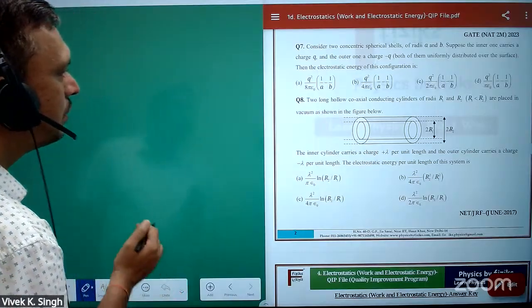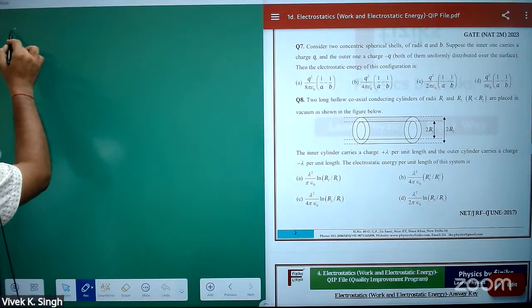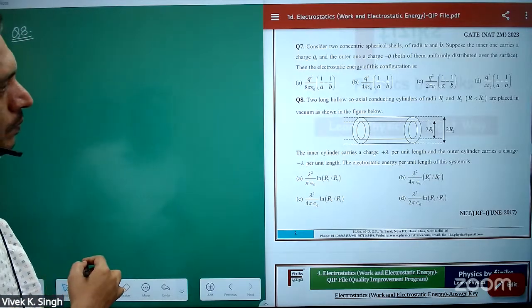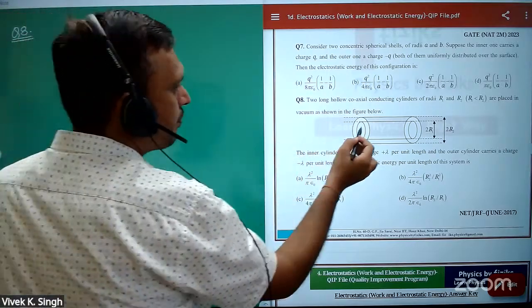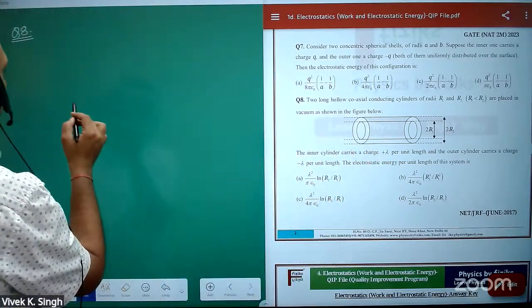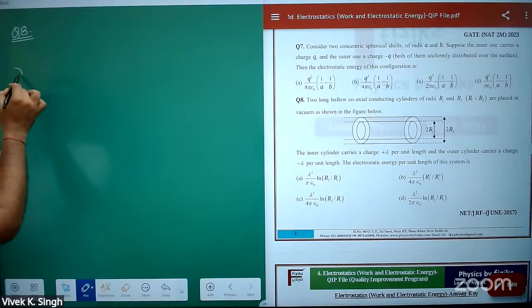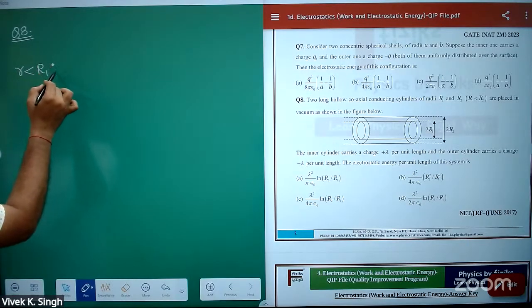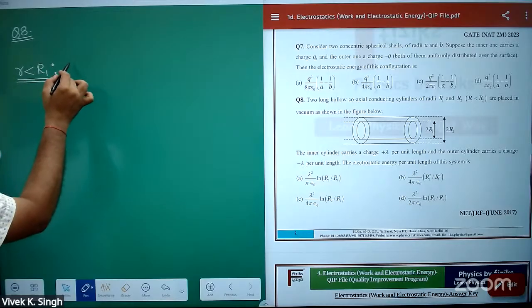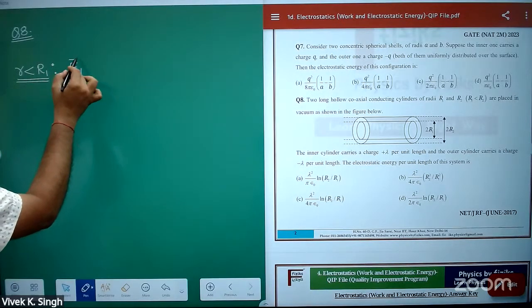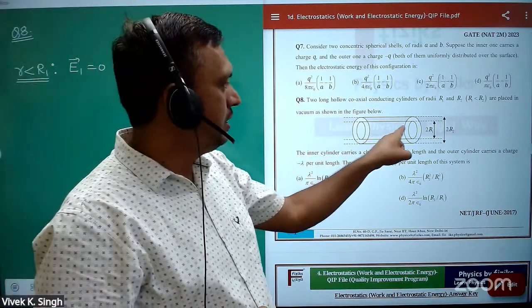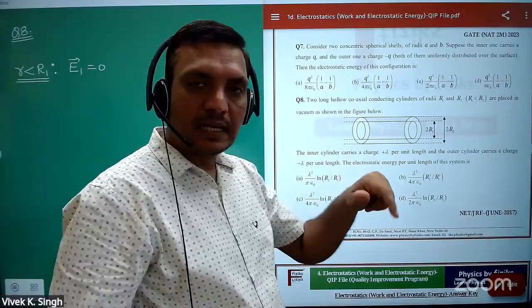So question number 8. So what is the field? Again, in this situation, I am writing field when R is less than R1. Field will be 0. Because if you draw any Gaussian surface, in this region, if you draw any Gaussian cylinder, charge enclosed will be 0.